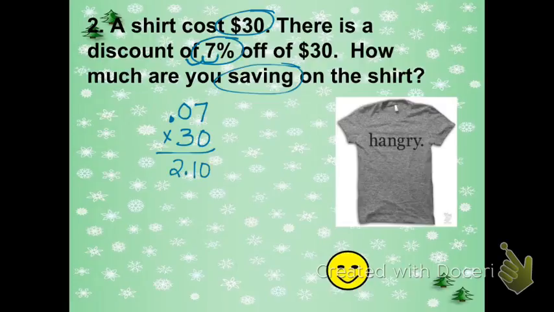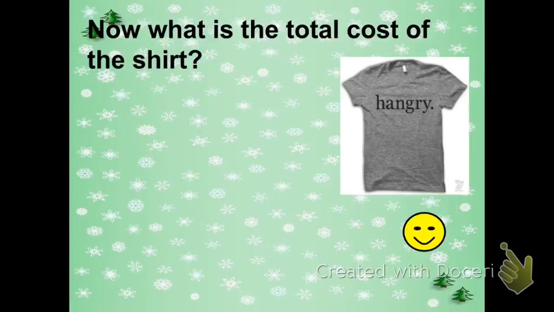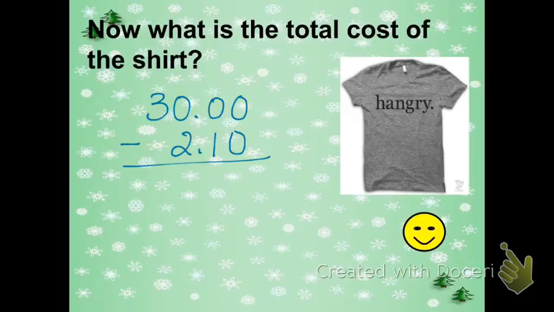$2.10. We're going to save $2.10. Okay? That's what you should have gotten when you multiplied 0.07 times $30. $2.10. So the next question says, now what's the total cost of the shirt? So the original price on the shirt was how much? $30. And we're saving how much? $2.10. So we're going to take away the $2.10 that we don't have to pay.